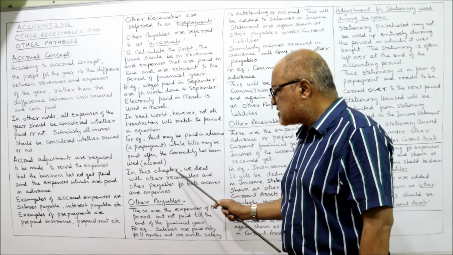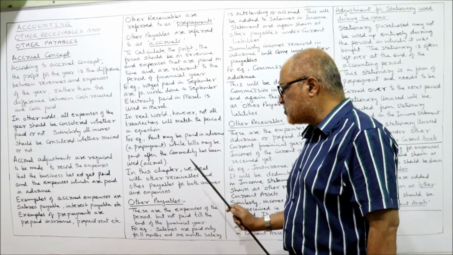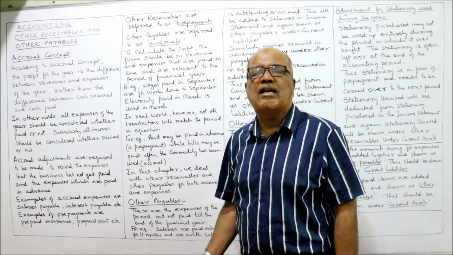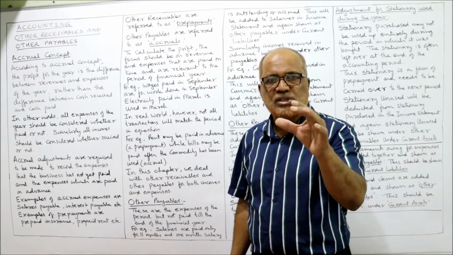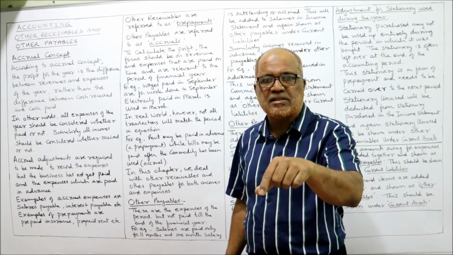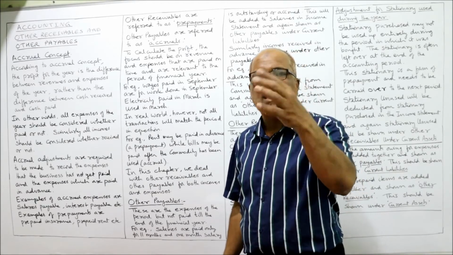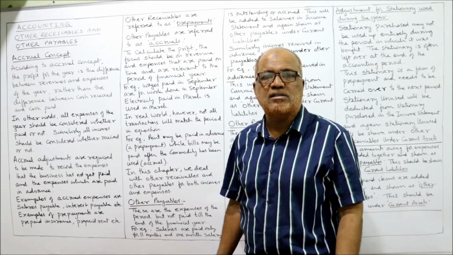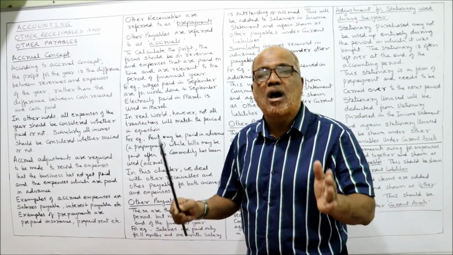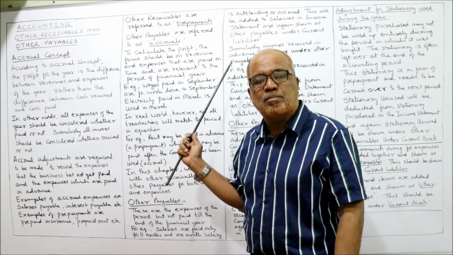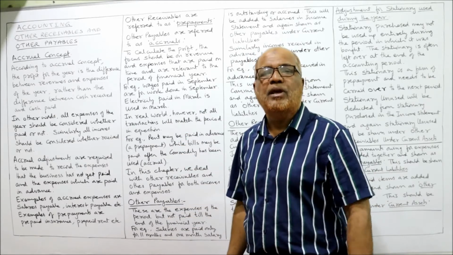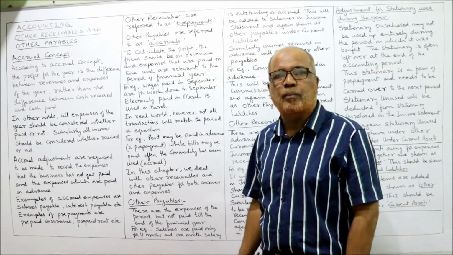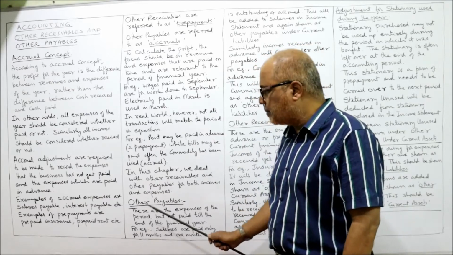Right? And in this chapter, we deal with other receivables and other payables for both incomes and expenses. So we have to see the incomes, we have to see the expenses, what are the accruals and what are the advances paid in advance. That we have to adjust. How to adjust, I'm going to explain, and we'll do the problem. You will get the complete command on the topic of other receivables and other payables.